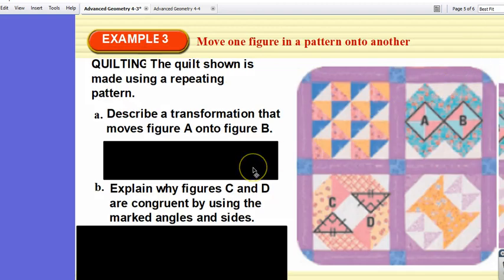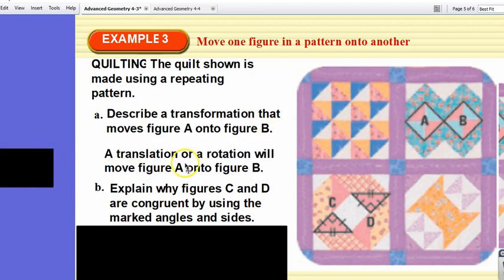Quilting. The quilt shown is made of a repeating pattern. Describe the transformation that moves figure A onto figure B. Okay, so what moves figure A onto figure B here? Translation to the right. You could say a reflection, but then the colors aren't going to match up properly. Let's see what they said. They said a translation or a rotation. So you can't do the reflection because the blue would be on top of pink, right? Or blue on top of red, whatever colors those are.